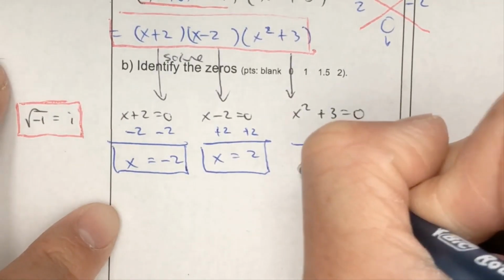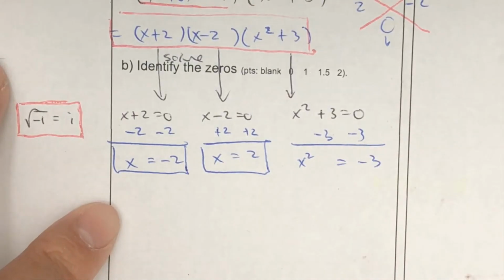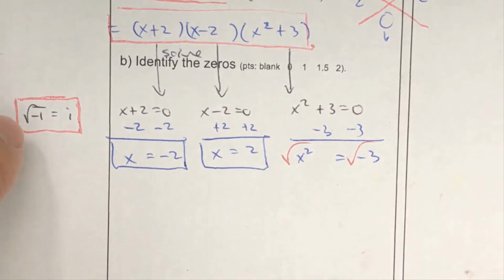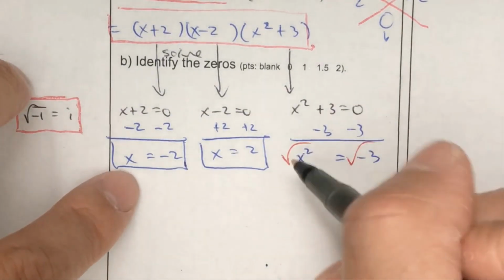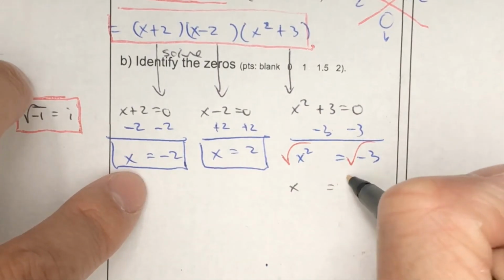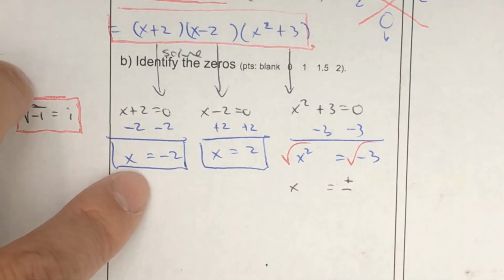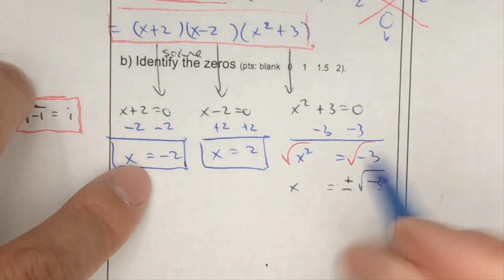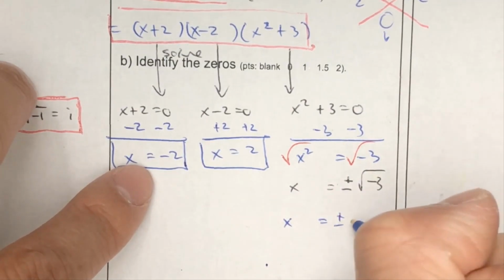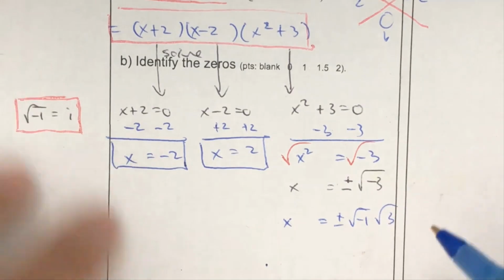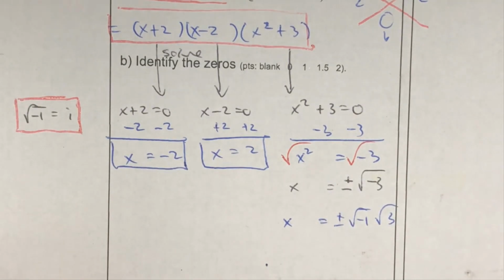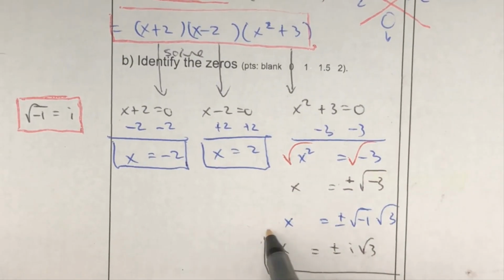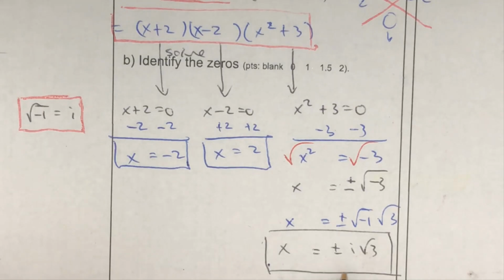Subtract 3, x squared equals negative 3. How do you get rid of the power of 2 there? You have to take the square root. We talked about previously, if you take the square root of an equation, it's plus or minus. And then you have the square root of negative 3. And the factors are negative 1 and 3. Square root of negative 1 is i. So this zero is x equals plus or minus i radical 3.